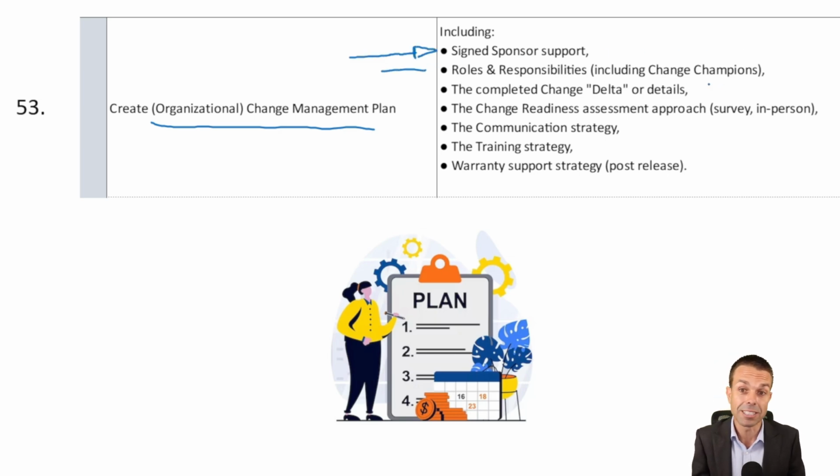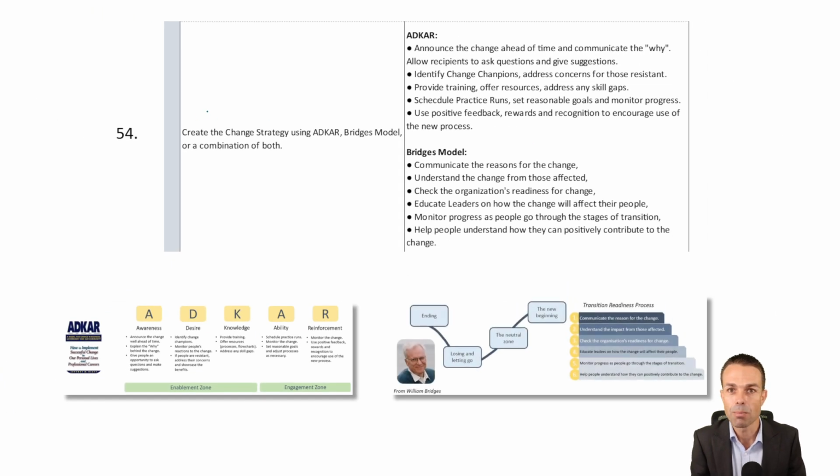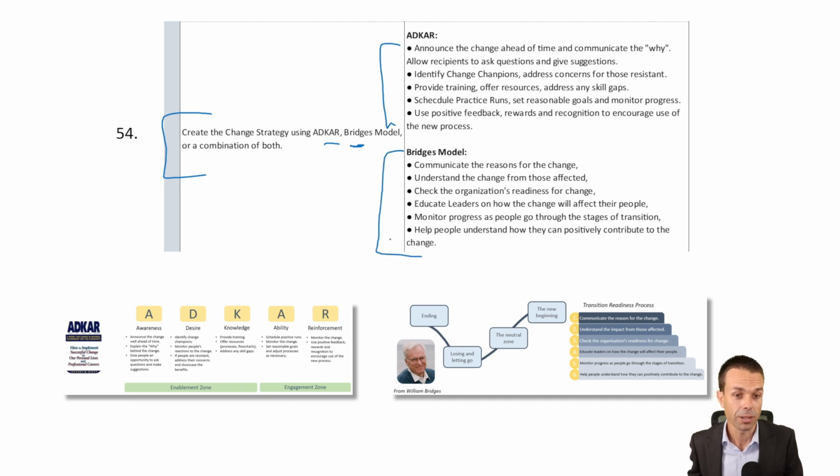Roles and responsibilities, maybe change champions, the completed change details, our change delta, they call it, change readiness assessment, so we can check this out in person or do a survey, the communication, training, and warranty support strategies as needed. And then there's a few different change management methodologies like ADKAR or the William Bridges model. Both of those are really good from a change management perspective, and they could probably have a course on their own. But in the project management professional course, or the PMP course that I run, we do have that information in there. And it's quite a nice way to manage a change.